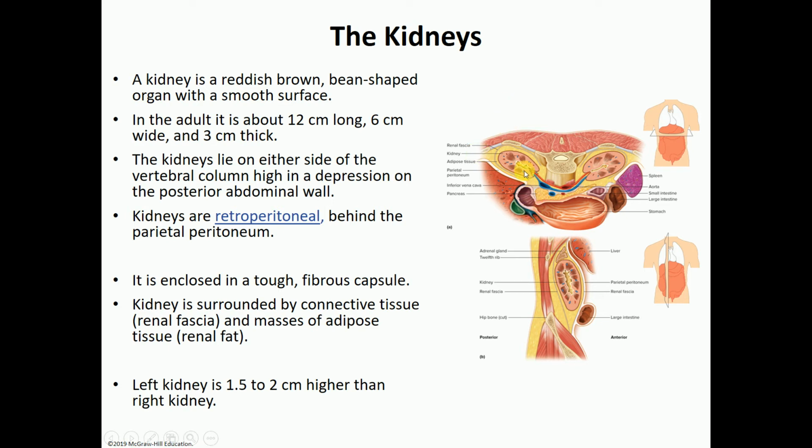You can find the two kidneys on either side of the vertebral column. These are the dimensions of a healthy kidney. The left kidney is a little bit at a higher level than the right kidney, about a centimeter and a half to about 2 centimeters higher. The kidney is surrounded by a connective tissue layer. We call that the renal fascia, and surrounding that fascia is a lot of fat tissue or adipose tissue known as the perirenal fat.